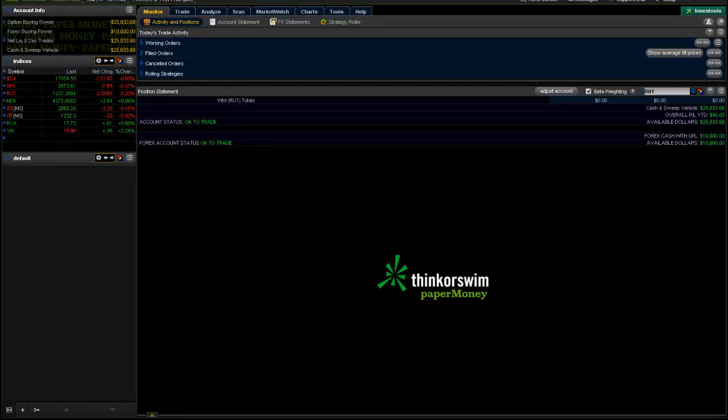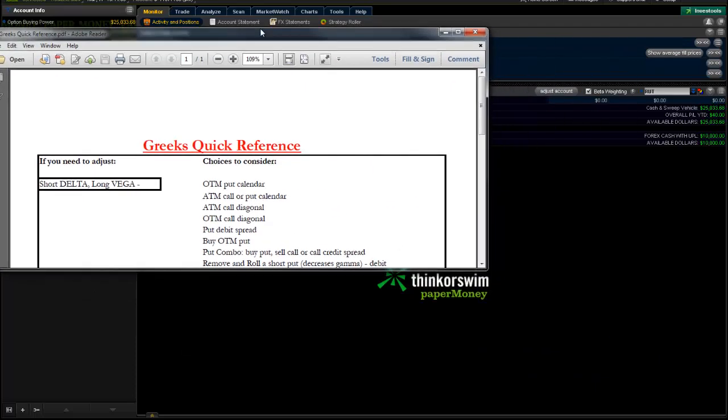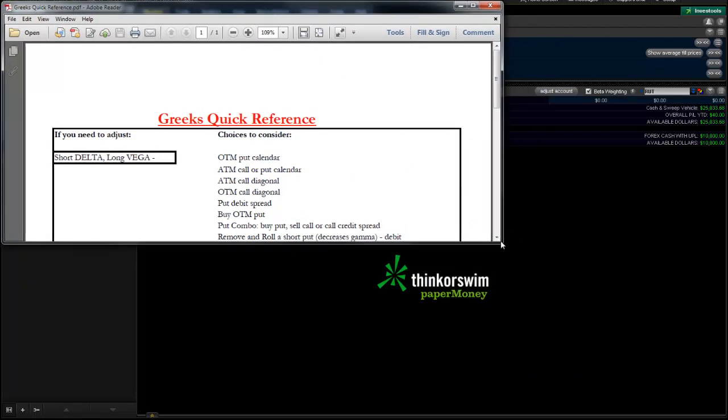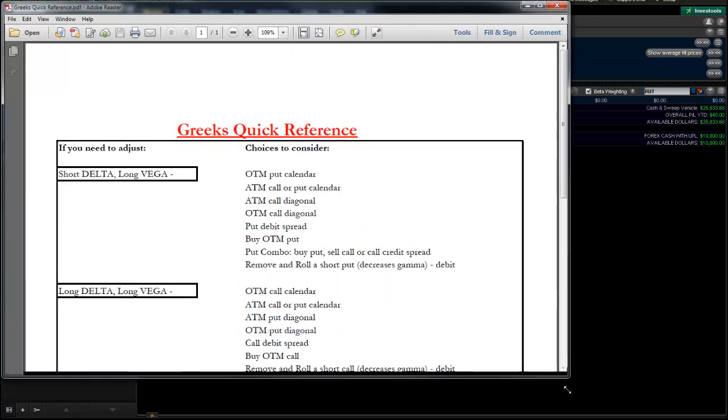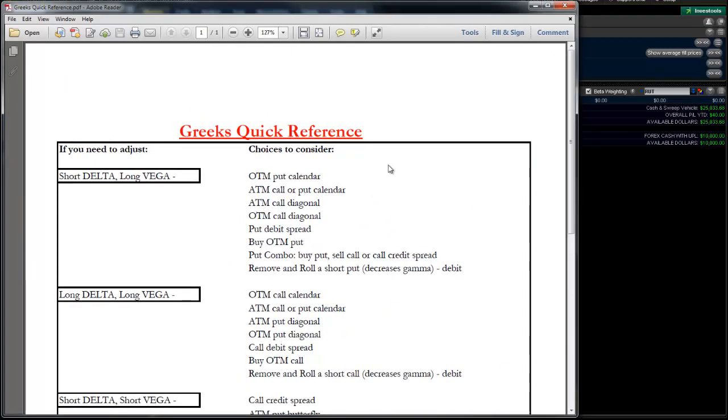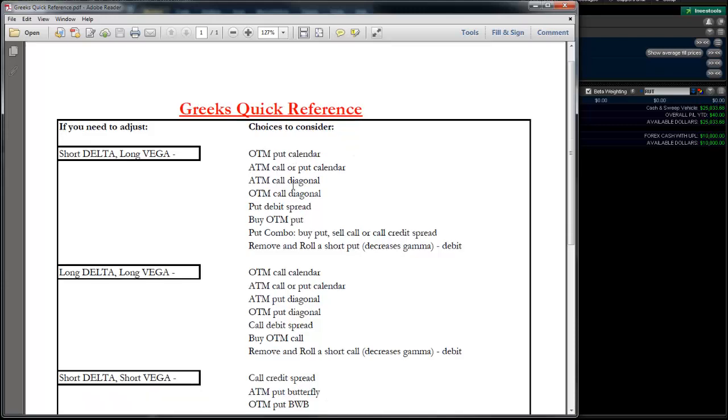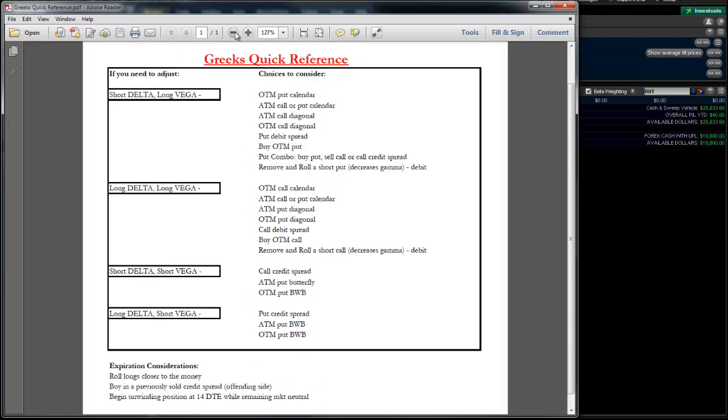So this quick reference here, I'll bring this over here, something I just kind of threw together about various different Greek adjustments that you might need. I will post this as an external link so you can either download a copy of it, or you can just grab screenshots and make notes, or write your own if you want.